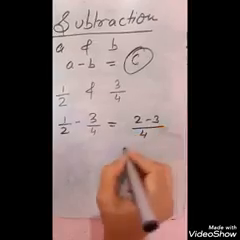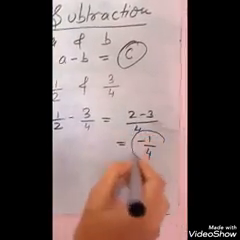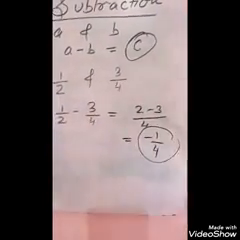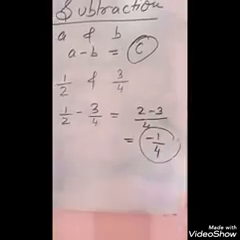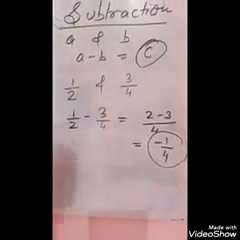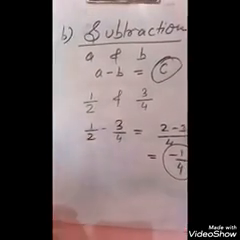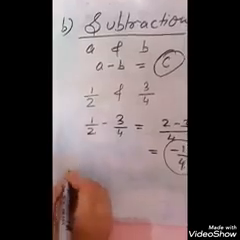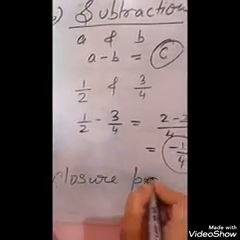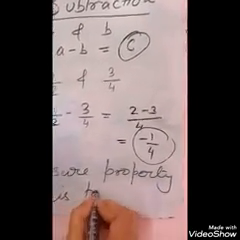2 minus 3, that is minus 1 by 4. So you can see that this minus 1 by 4 is also following the rules of a rational number, that is it is in the form of p by q, where q is not equal to 0, and p, q both are integers. So we can say that the subtraction operation of rational numbers also follows closure property. So closure property here also is true.